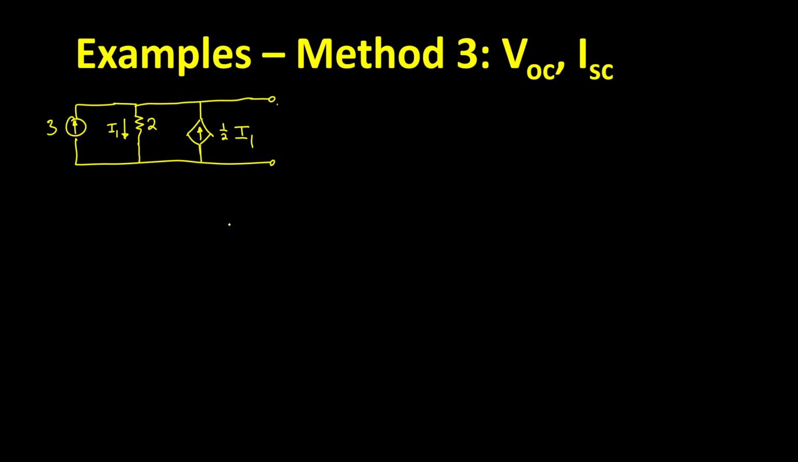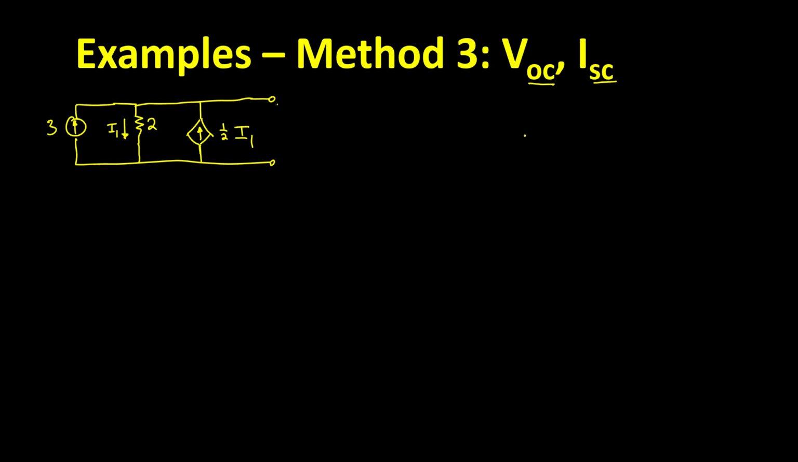Our third method to find Norton and Thevenin equivalents involves finding VOC and ISC. And before we go any further, when I was an undergraduate, I found it confusing to know, do we need to find VOC or ISC, or ISC or IOC? How does all that work? Just as a reminder, OC stands for open circuit. SC stands for short circuit.